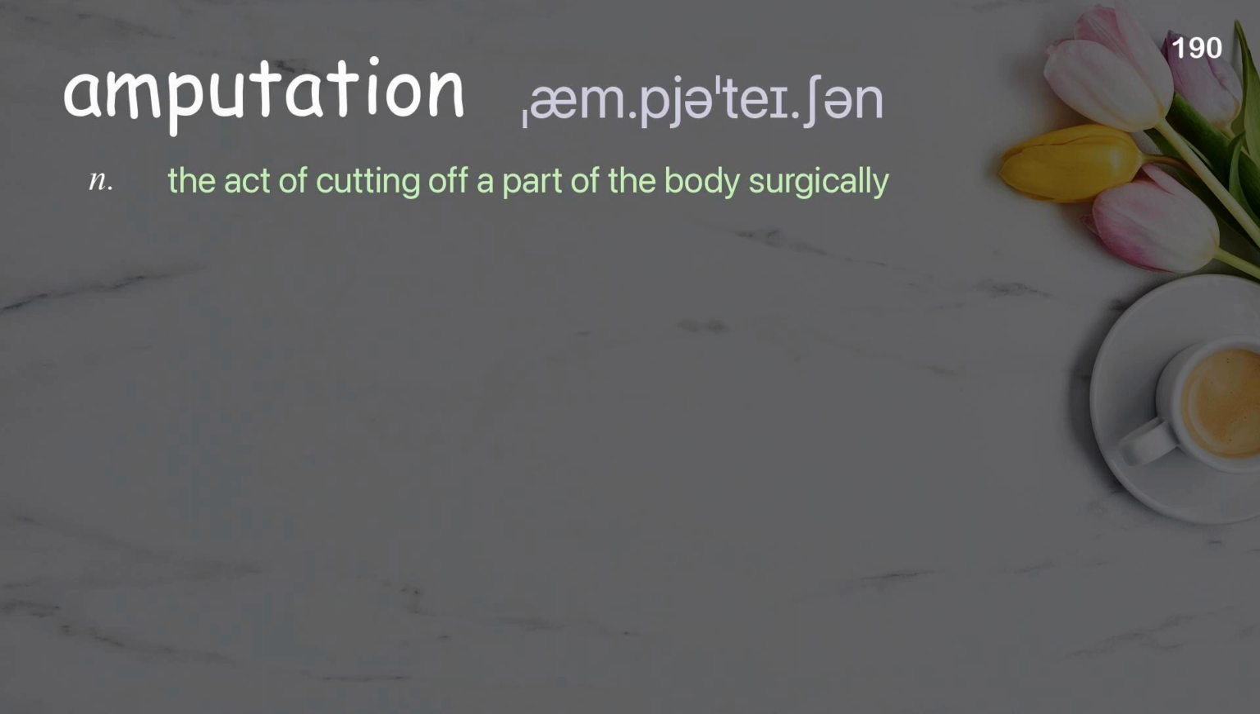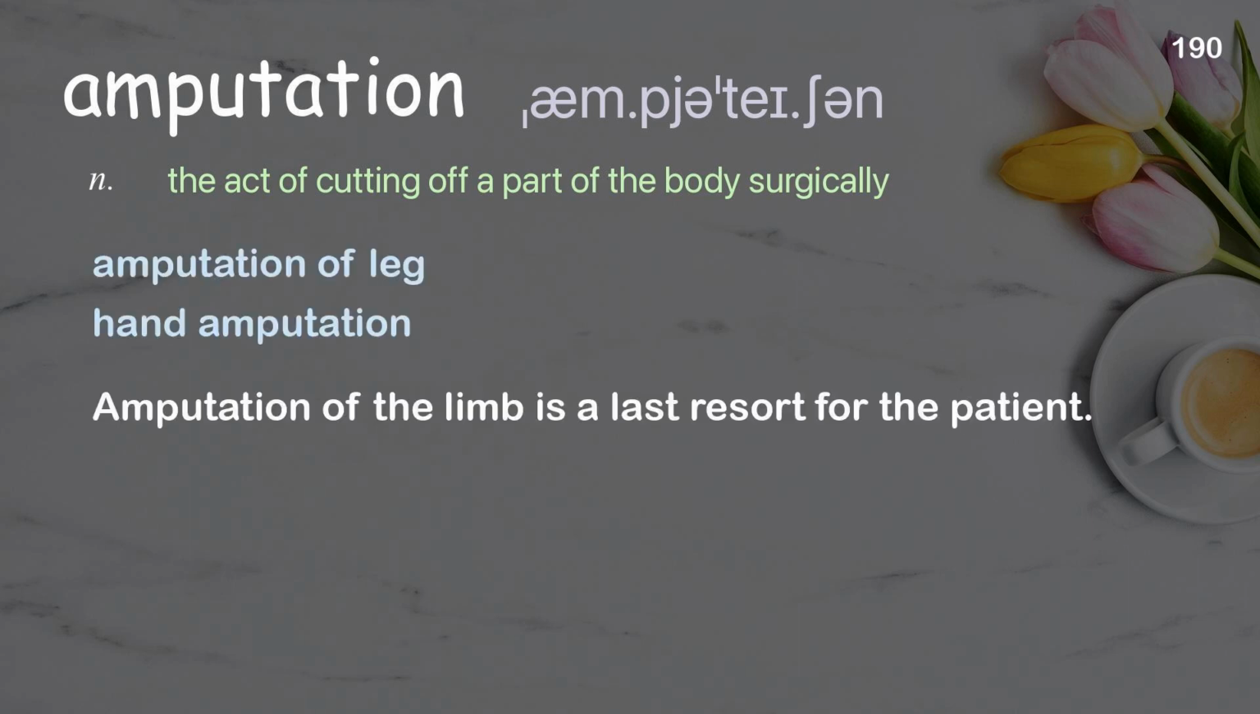Amputation. The act of cutting off a part of the body surgically. Examples: amputation of leg, hand amputation. Amputation of the limb is a last resort for the patient.